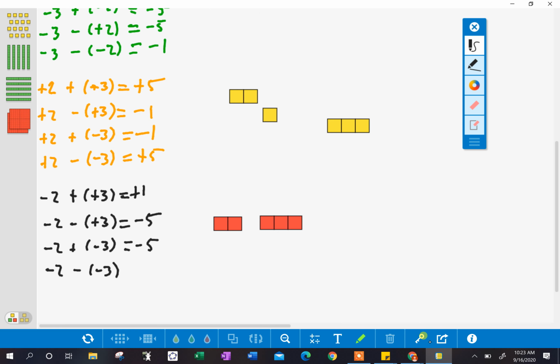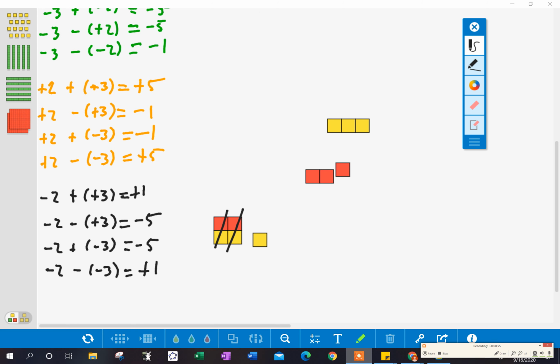And then my very last one, I'm going to start with 2 negatives. I'm going to take away 3 negatives. Well, I only have 2 negatives to start with, so I can't take away 3 negatives. But I can add the opposite. Instead of taking away 3 negatives, I'm going to add 3 positives. And when I do that, positive and negative adds to 0. I'm left with 1 positive. And that's it. That's how this works.